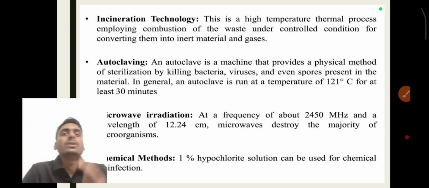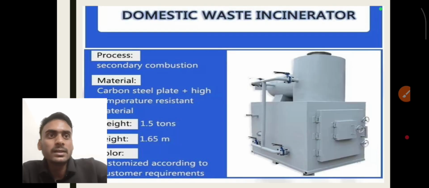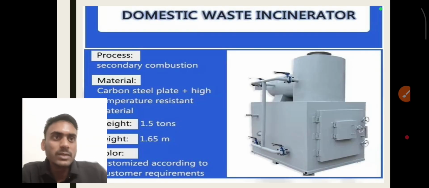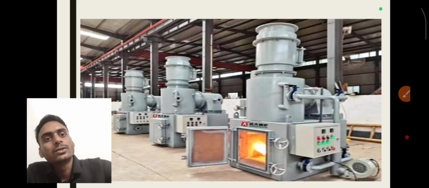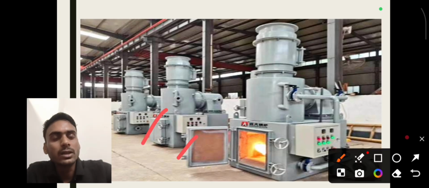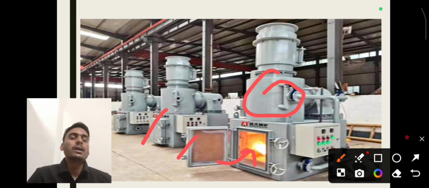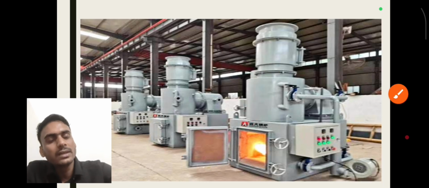So I just show some basic images for incineration. This is a machine, this is a machine for incinerator, and you just get a brief idea about the incineration machine, like process, material. I'll show you the next image of an incineration machine like this. You just place all the waste material here and burn it at a high temperature. So these are basic things you just understand.